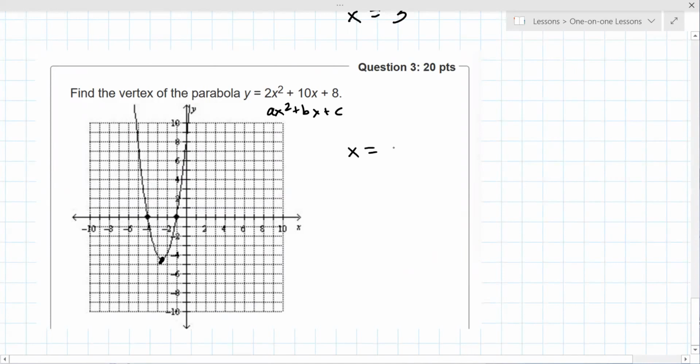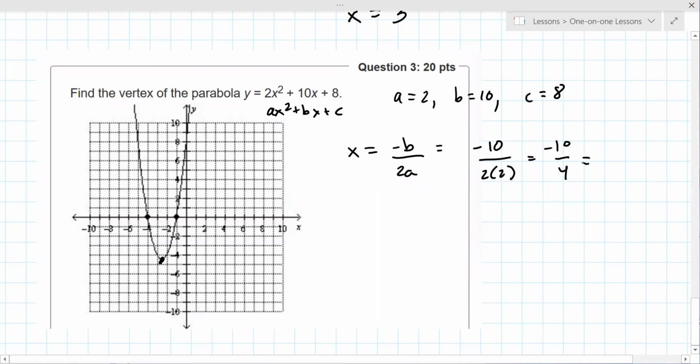The x-coordinate of the vertex is the formula minus b over 2a. Do you remember seeing that? Yeah. Okay, so in your problem, a is 2, b is 10, and c is 8. So you put 10 where b is and 2 in parentheses for a. What does that reduce to? Negative 5 over 2, 2.5. Negative 2.5.